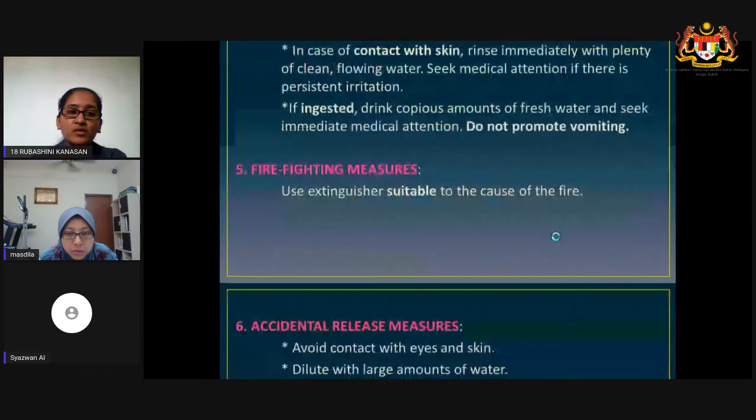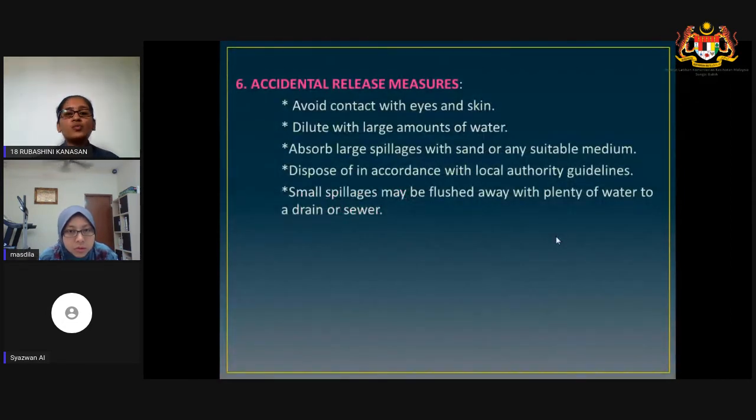Okay, for the accidental release measures, avoid contact with eyes and skin, dilute with a large amount of water, absorb large spills with sand or any suitable medium, and dispose of in accordance with local authority guidelines. Small spillage may be flushed away with plenty of water to drain or sewer.